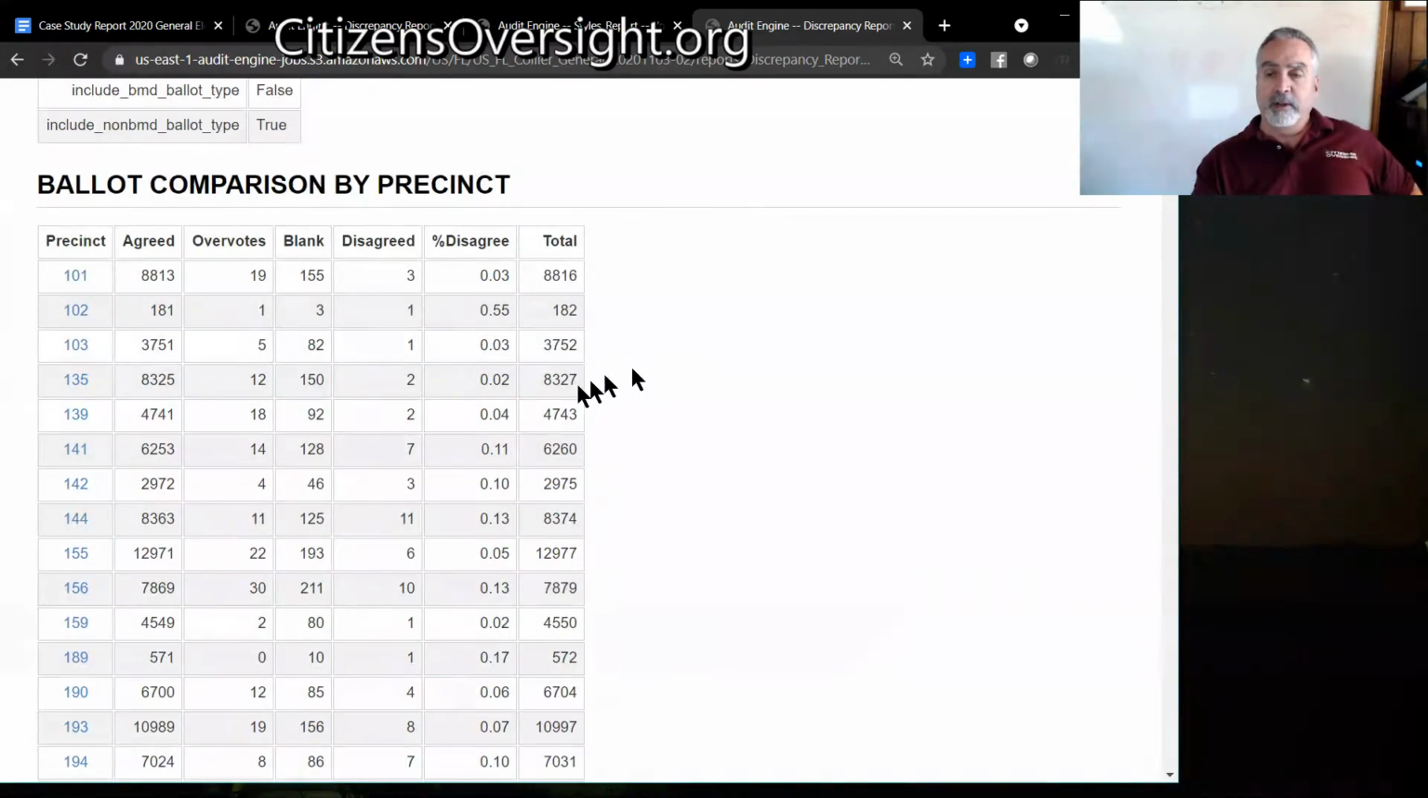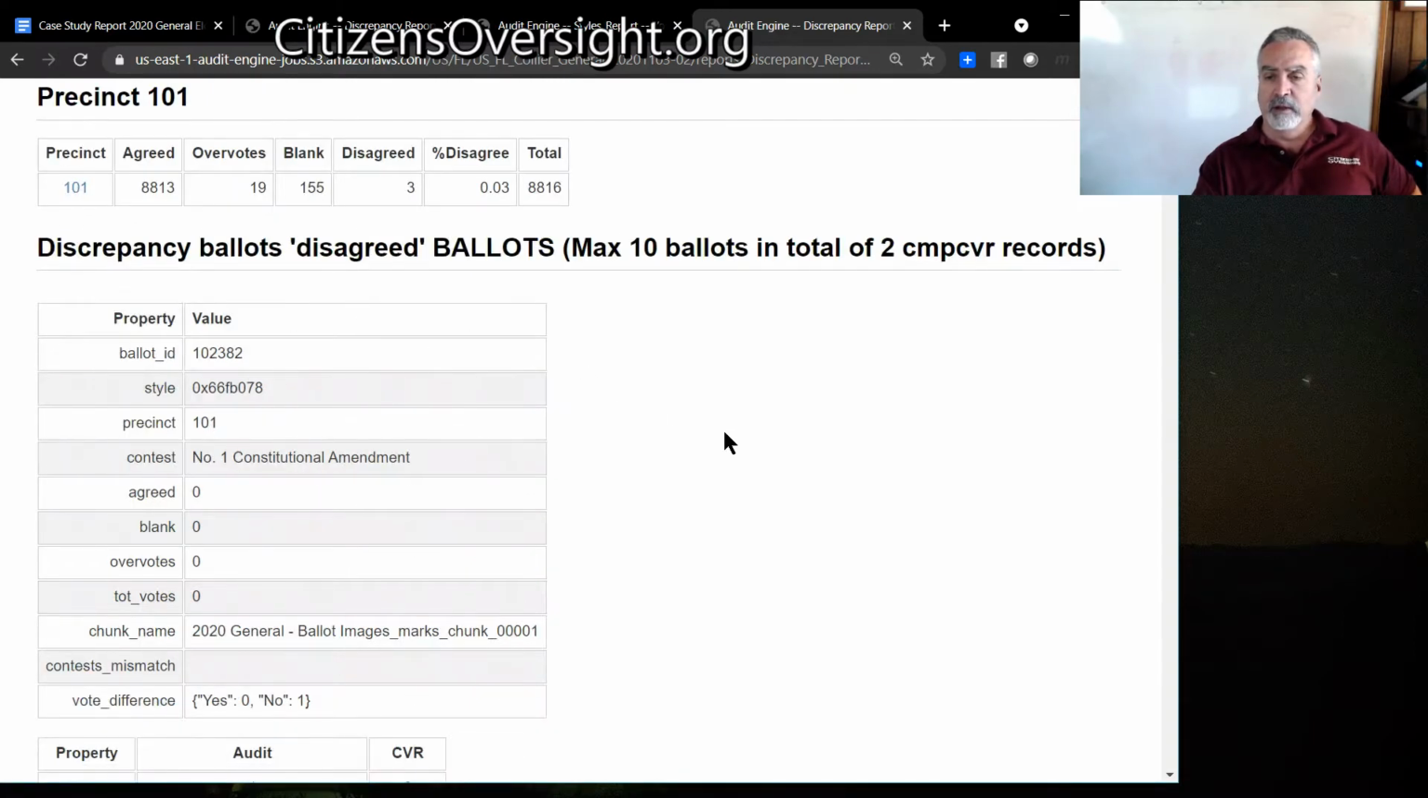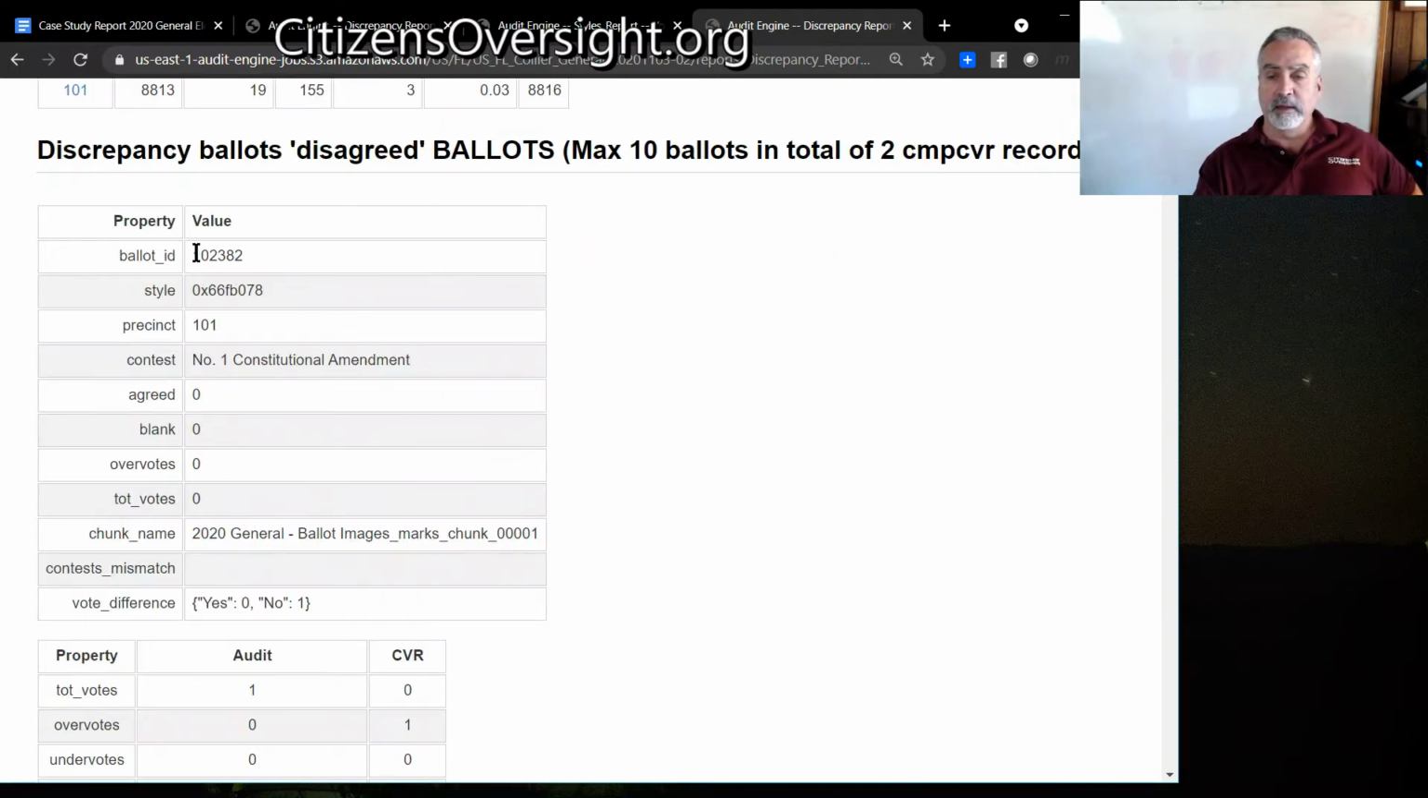What we have here is by precinct. So you take a given precinct, and there's 8,813 ballots that completely agreed sheets. Okay, and so that'll include a first sheet and a second sheet. As you see, 155 blank, that's going to be that second sheet. There was only 3 disagreements, so out of that we have a 0.03 disagreement rate. Let's look at what's there. And the first ballot here is this ballot ID, and we can go and look at that if we want.